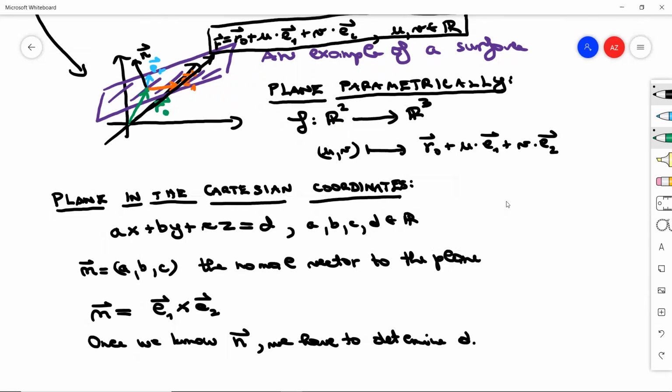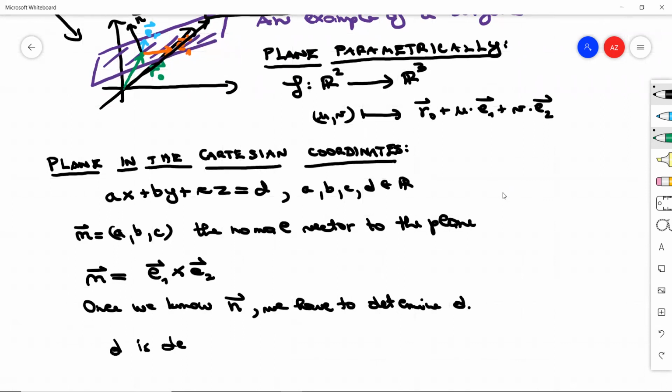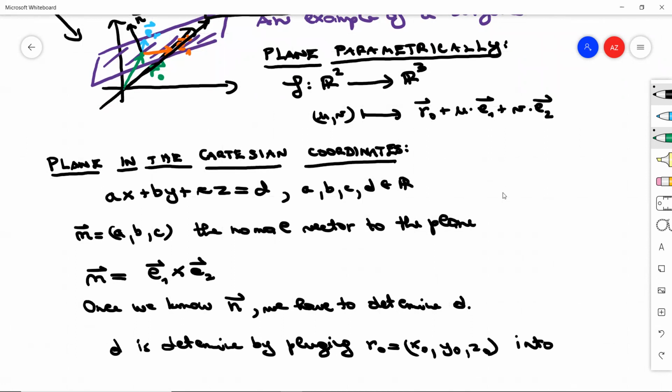So for example, R0. D is determined by plugging R0, this is X0, Y0, Z0, into this expression star. So we have calculated the normal vector, ABC, because the normal vector is ABC, and then we plug in X0, Y0, Z0, and what we get is then D. So we know how to come from the parametrically given plane to the plane in Cartesian coordinates.